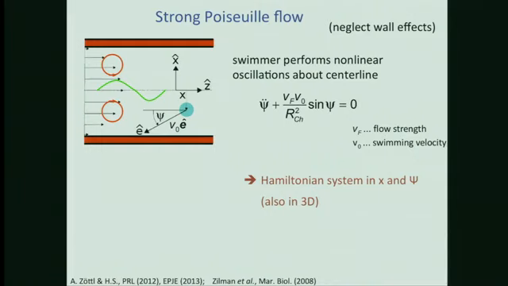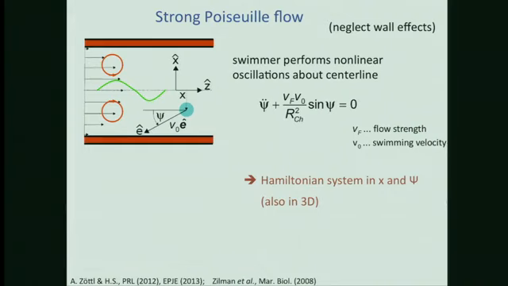So in the first round, we take a very strong Poiseuille flow, so we can neglect wall effects, and then all what you do when you have your Poiseuille flow, you have a swimmer starting here. It has a direction e and a velocity v0, which is constant for our case. And then you swim basically into the lower half of the channel. Because there is a vorticity, it drives the swimmer back to the center line. It passes the center line, and then it's again driven back.